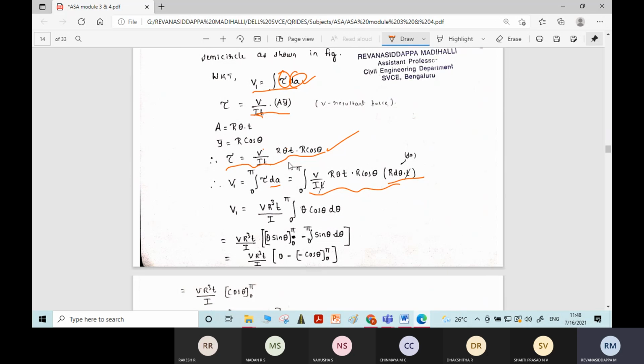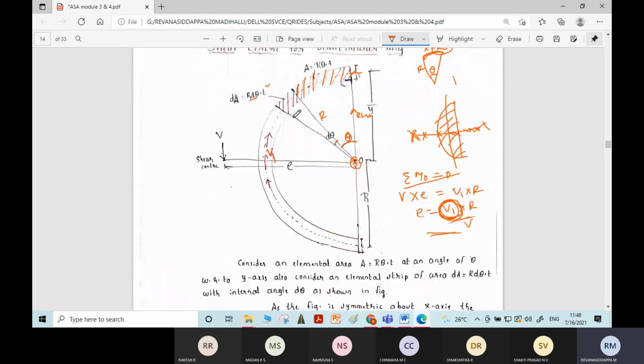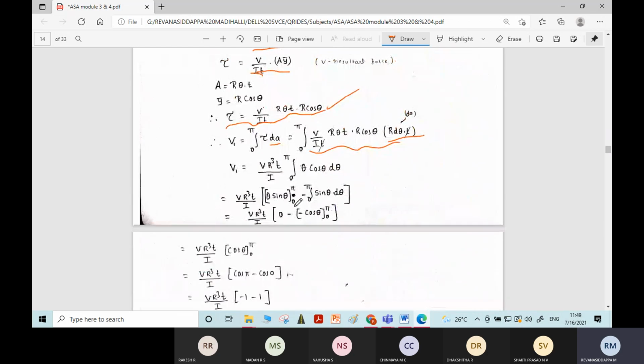For the semicircle the total angle is 180 degrees, which is nothing but pi, so integration from 0 to pi. Now by doing the integration, all the constants are taken outside: V into R into R into R cube, that is V R cube into thickness T divided by I. Only the variables, theta and cos theta, are retained inside the integration.